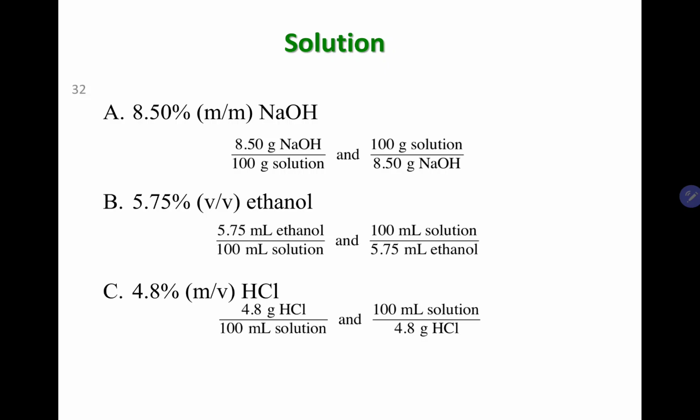In question B, 5.75% volume to volume methanol means you have 5.75 milliliters of methanol in 100 milliliters of solution. 4.8% mass to volume HCl means you have 4.8 grams of HCl in 100 milliliters of solution. So that is how you understand these concentration terms.